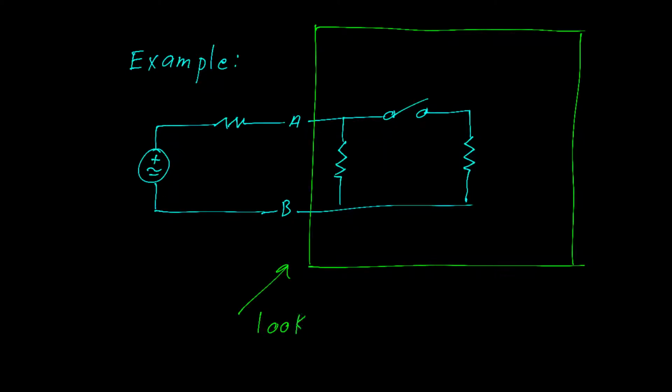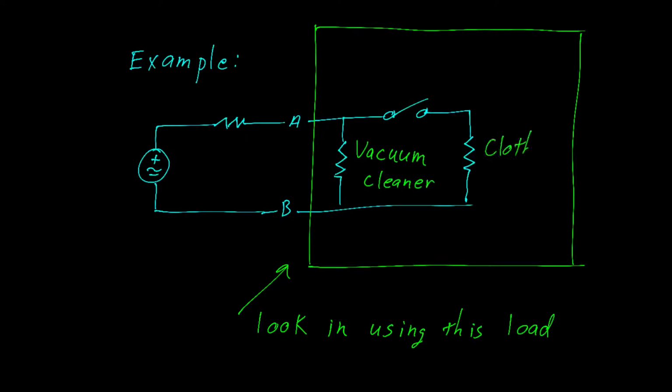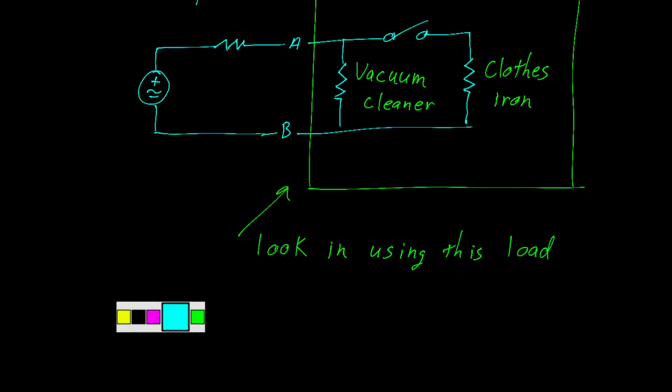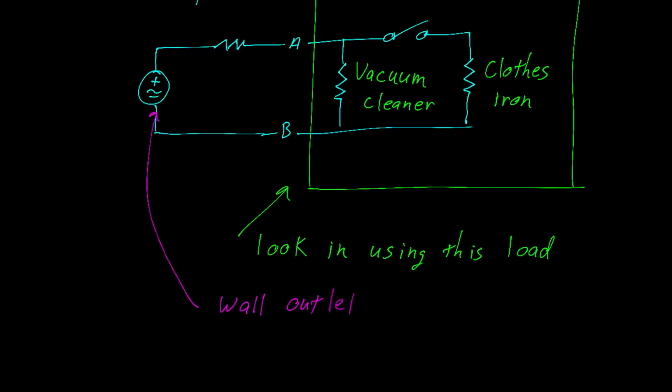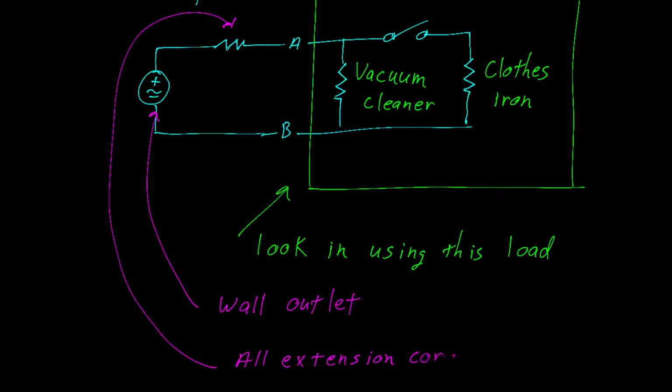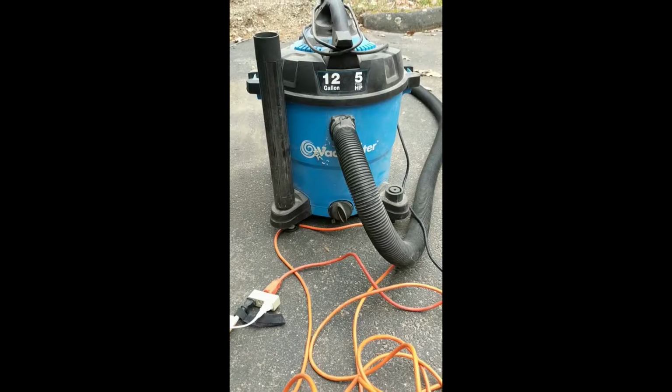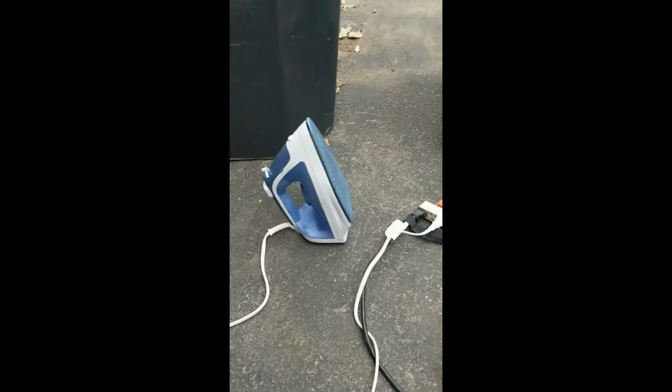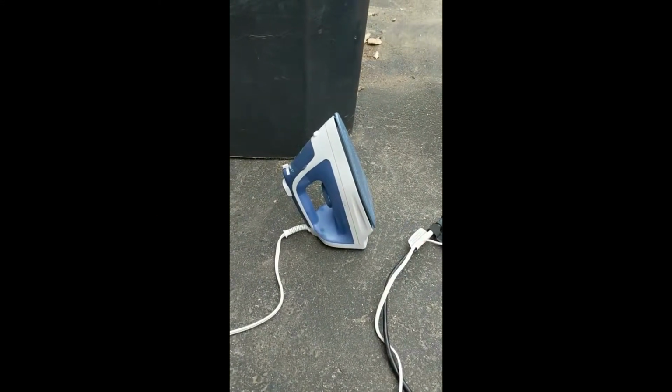Because it's Saturday and I'm stuck at home, I'll show you a quick demo with a vacuum cleaner, a clothes iron, and a bunch of extension cords. Here, our Thevenin source is the wall outlet, and that Thevenin resistance is all the extension cords. Here's the vacuum cleaner, here's the clothes iron, and here's every extension cord I own.